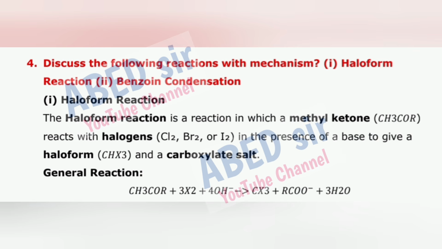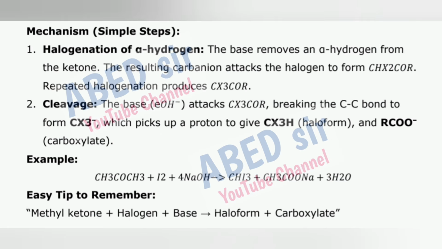CH3COR + 3X2 + 4OH⁻ → CX3COR + RCOO⁻ + 3H2O. Mechanism: simple steps. Halogenation of alpha hydrogen. The base removes an alpha hydrogen from the ketone. The resulting carbanion attacks the halogen to form CHX2COR. Repeated halogenation produces CX3COR.